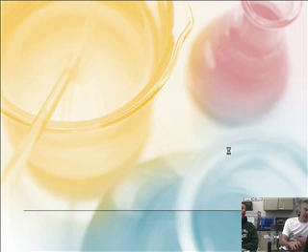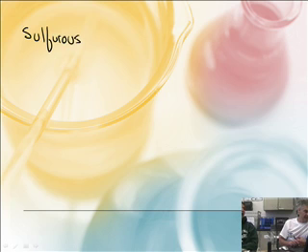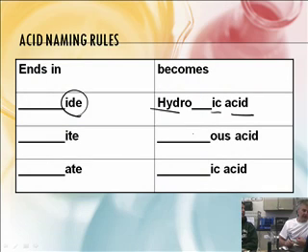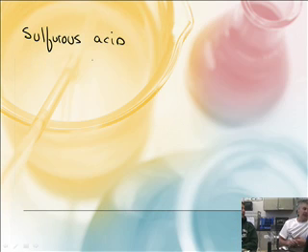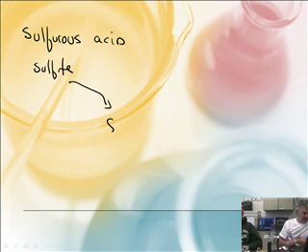Now, what if we were to go the other direction? Let's start with a name. Let's say that we have sulfurous acid. Well, ous acids come from ite. So we're going to go backwards. It came from an ite. So sulfurous came from sulfite. And sulfite, if we look on our polyatomic ion table, is SO3 with a -2 charge.